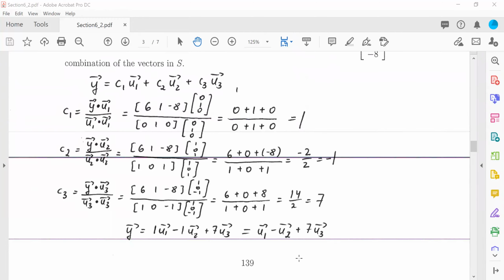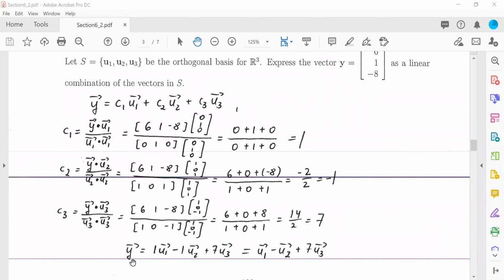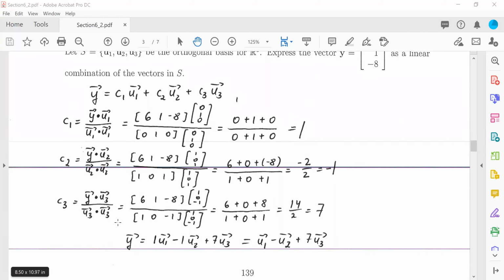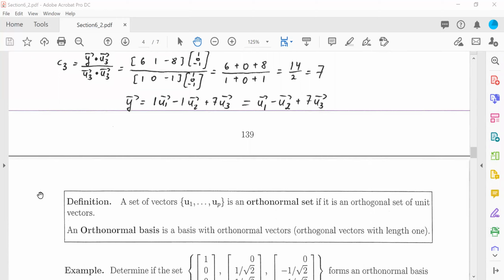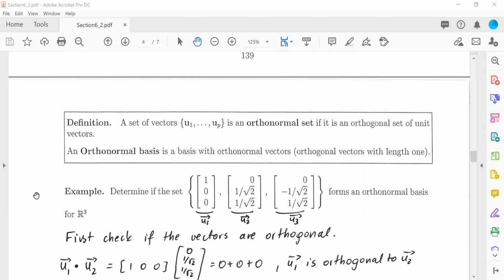So we expressed this vector as a linear combination of vectors from the basis. But this formula we can only apply for an orthogonal basis. If the basis is not orthogonal, we cannot apply that formula. We need to solve the linear system. This should also give us the same answer if we use the linear system.